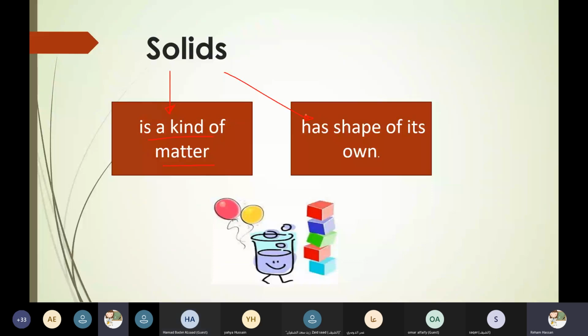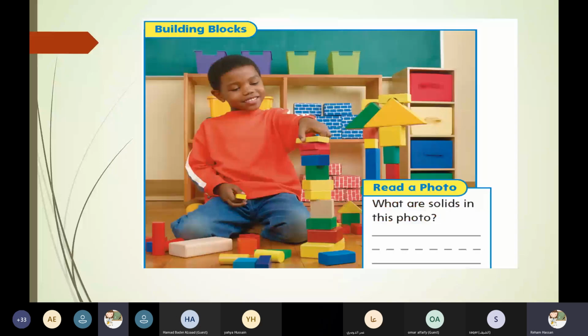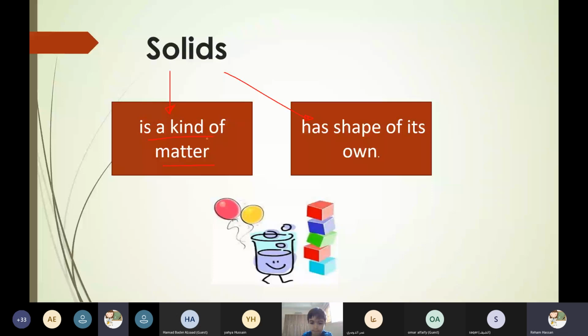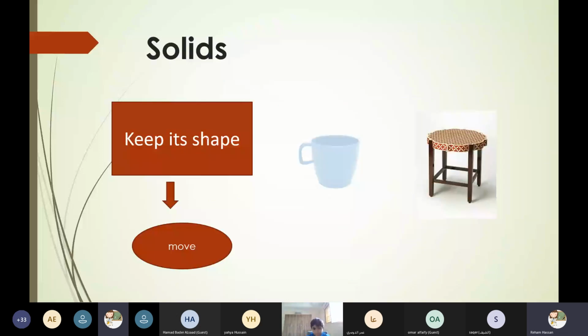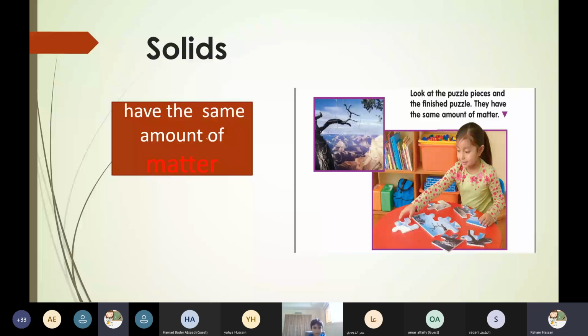So solid is a kind of matter, has its own shape. Even if it's moved, the solid keeps its shape. This shape will be the same. Okay. What about the properties of solids? Solids can bend, can tear.